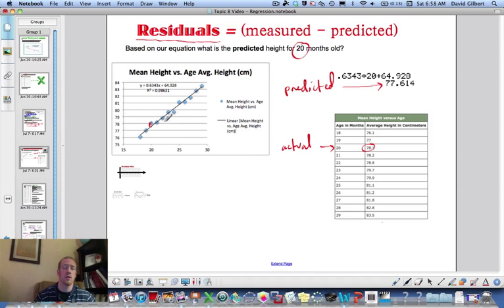So you can use your prediction equation, or the regression equation, for data inside your range, not just like the 36 months we did earlier.